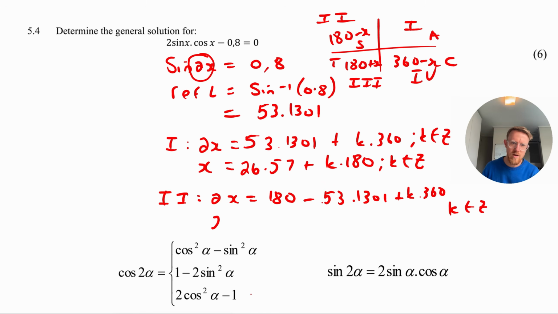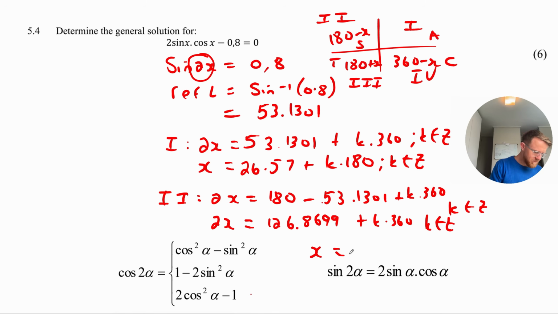And so if you had to work that part out, you're going to say 180 minus 53.1301, and that'll be 126.8699. Let's not round off because it's not our final answer yet. Plus k 360, k element z. Then we can go divide everything by 2 now. Now we can round off, so 63.43 plus k 180, k element z.